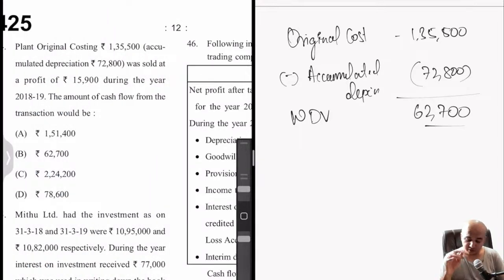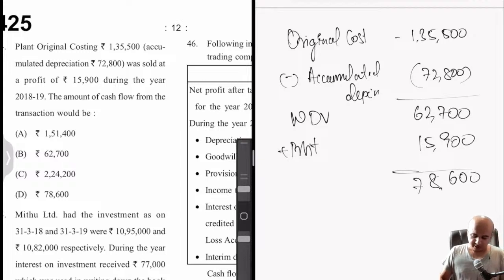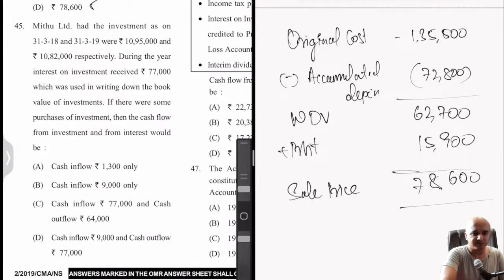And this written down value was sold at a profit of 15,900. So plus profit of 15,900, that means 78,600 would be the sale price of the asset. So the amount of cash flow from the transaction would be 78,600. Fairly straightforward, nothing much. Okay, easy.